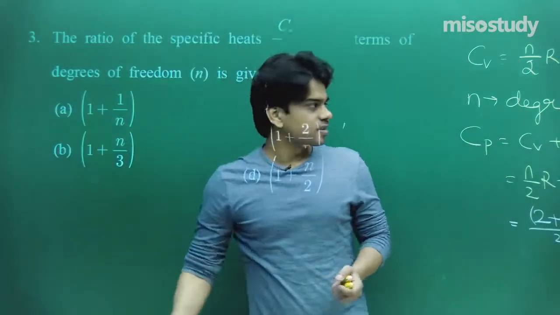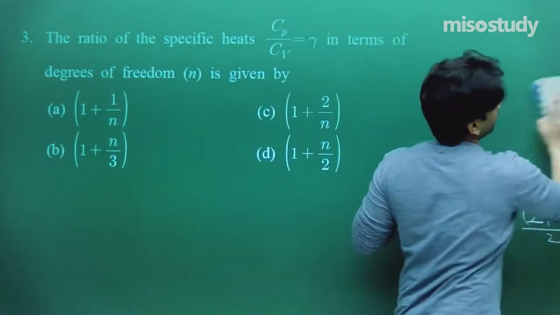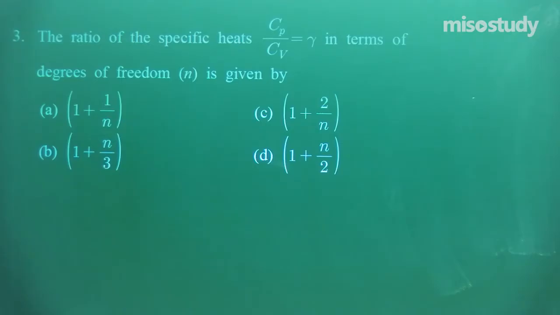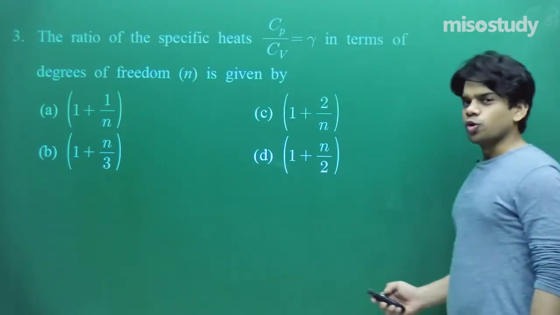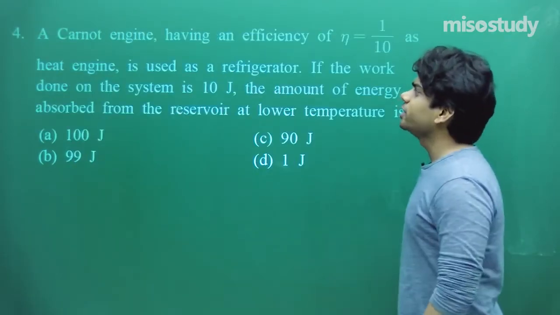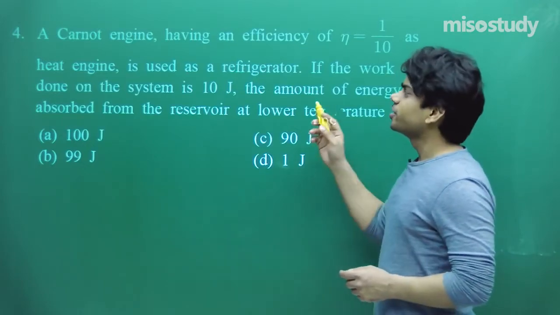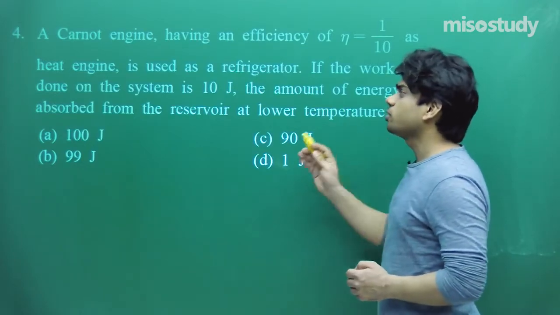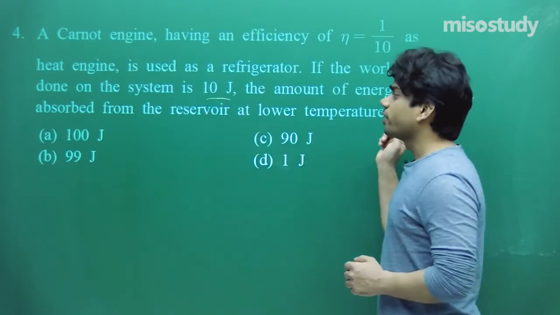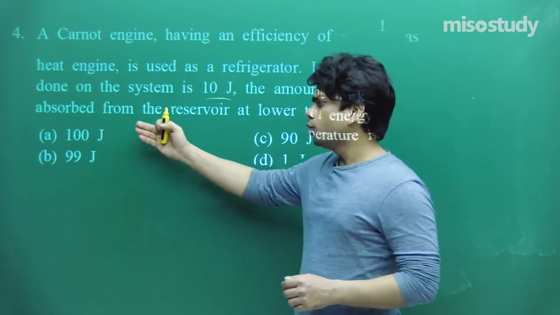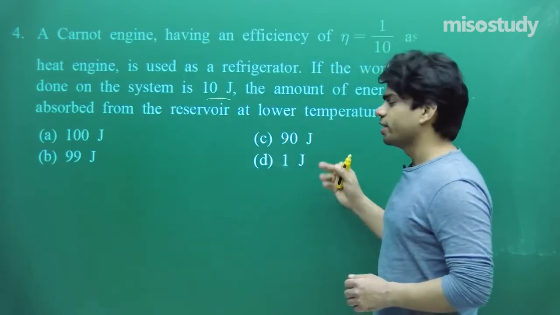After this, let's be very quick to do the next questions. I believe that you have understood question number 3. Let's go to question number 4. A Carnot engine having an efficiency of eta equals 1 by 10 as a heat engine is used as a refrigerator. If the work done on the system is 10 joule, the amount of energy absorbed from the reservoir at lower temperature is A 100 joule, B 99 joule, C 90 joule, and D 1 joule.